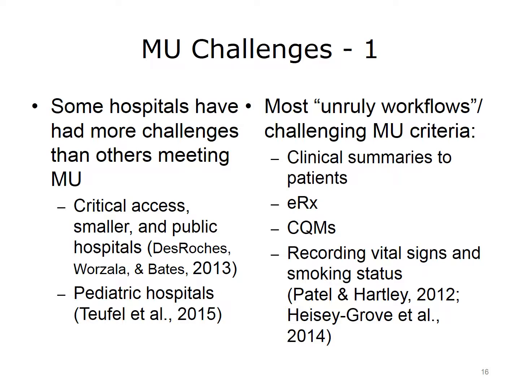However, there have also been challenges for meaningful use. Some categories of hospitals have had more challenges than others. In particular, critical access hospitals, smaller hospitals, and public hospitals have had more difficulty meeting meaningful use requirements, as have pediatric hospitals. Many EPs and EHs have noted the challenging criteria, which some describe as unruly workflows. These criteria are things such as having to provide clinical summaries to patients, electronic prescribing, reporting clinical quality measures, recording vital signs, and recording smoking status.